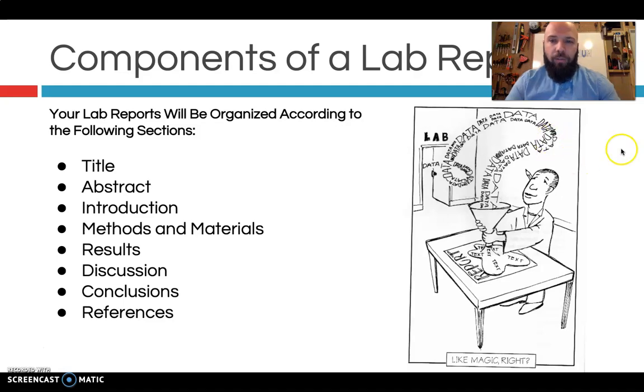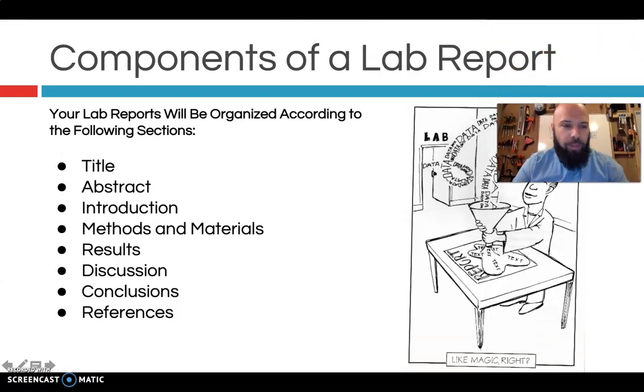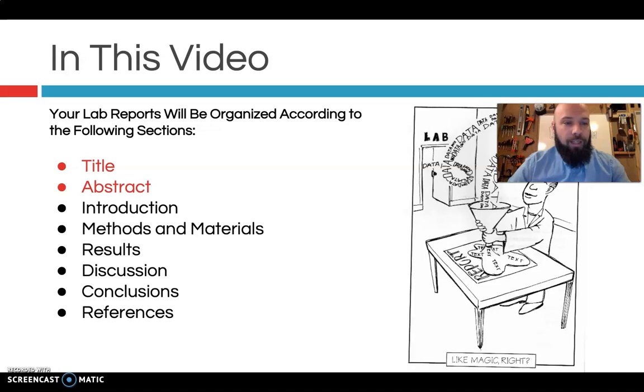These are the different components of a lab report. So you have the title, the abstract, the introduction, method, and the materials are kind of within the method, results, discussion, conclusion, and references. In this video, we're going to talk about the title and the abstract.